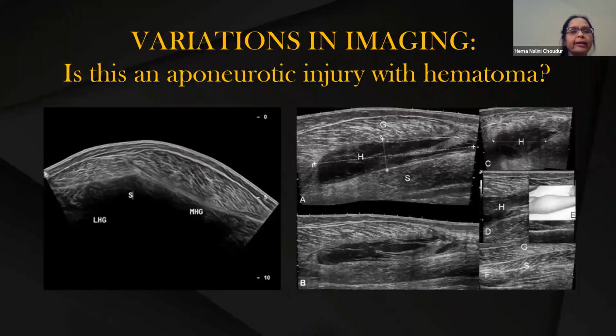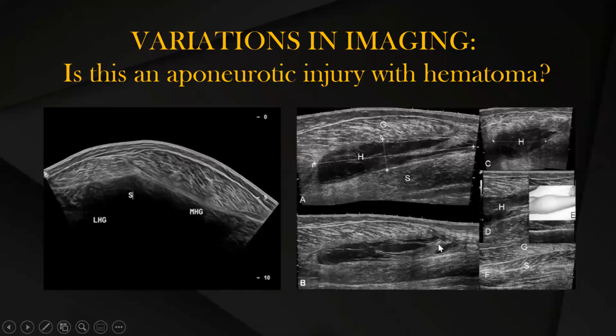Now let's look at some variants here. Here there's a big hematoma, so the sound is not able to penetrate. You increase the depth, and you can see that there is an aponeurotic hemorrhage without involvement of the gastrocnemius or the soleus. And in the second case, you can see that rupture.